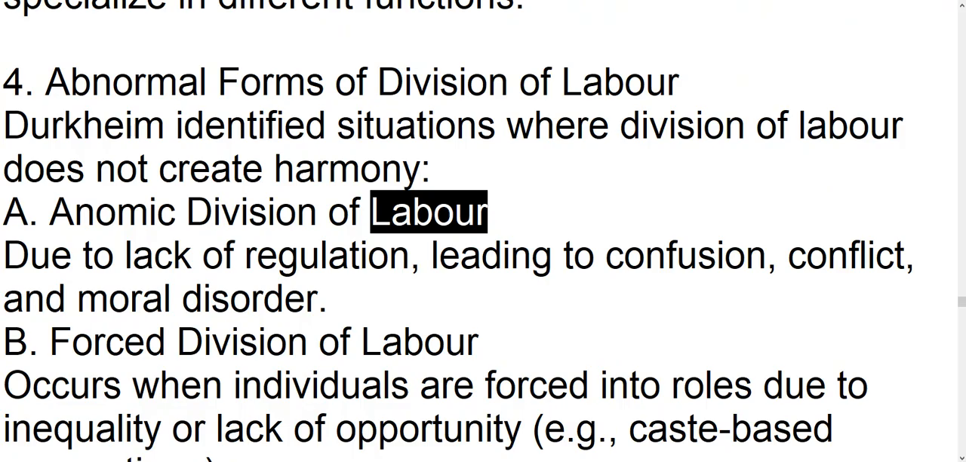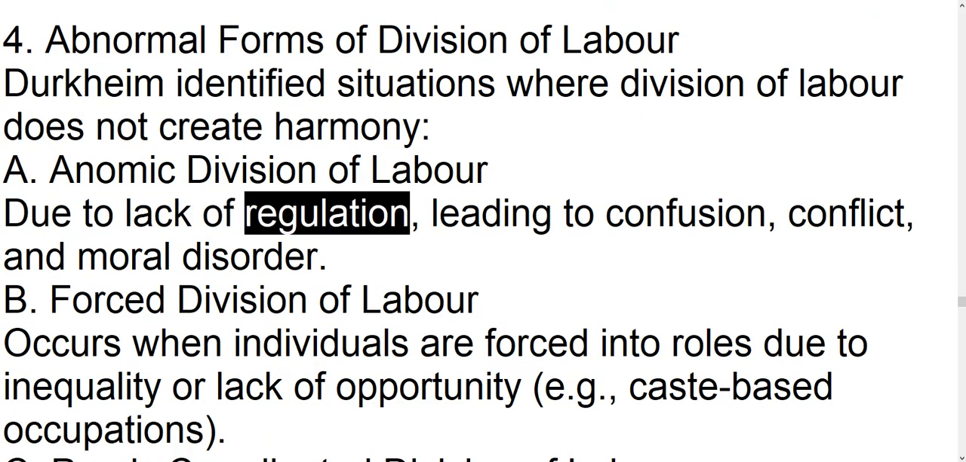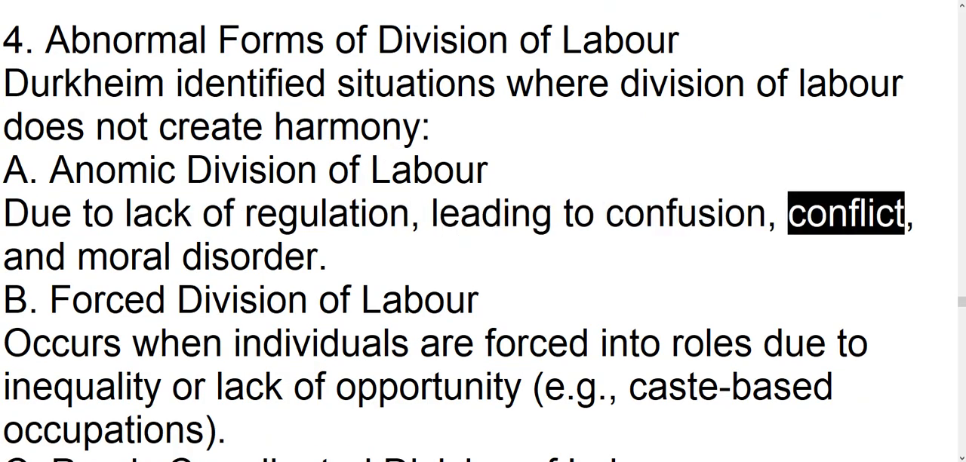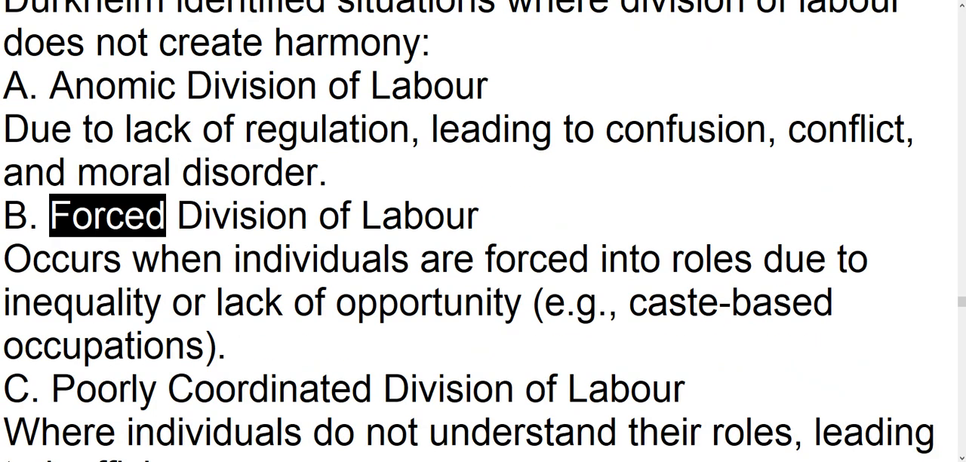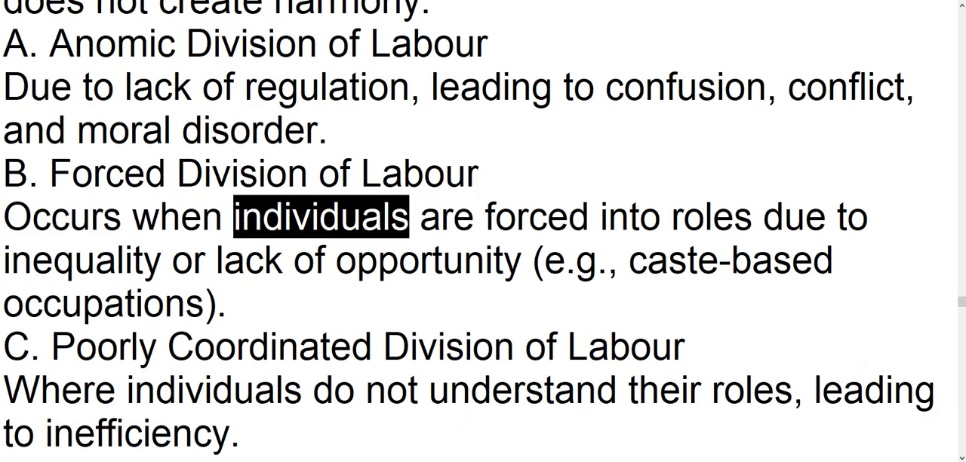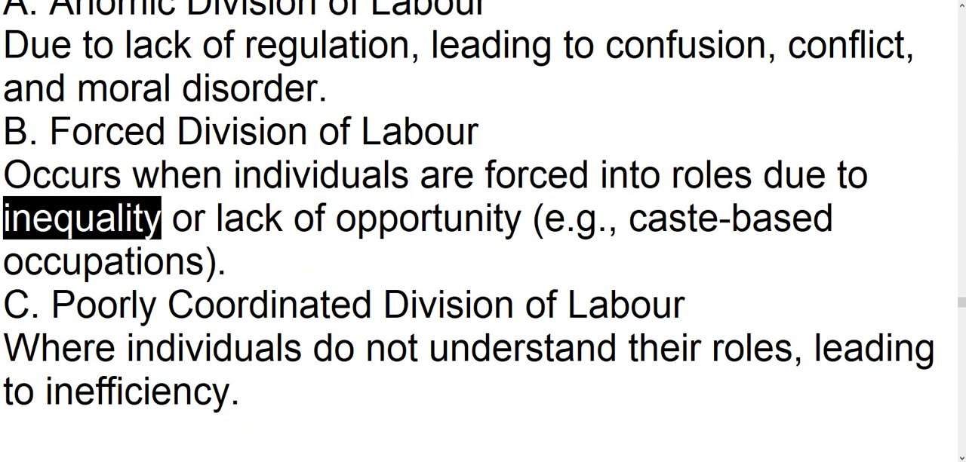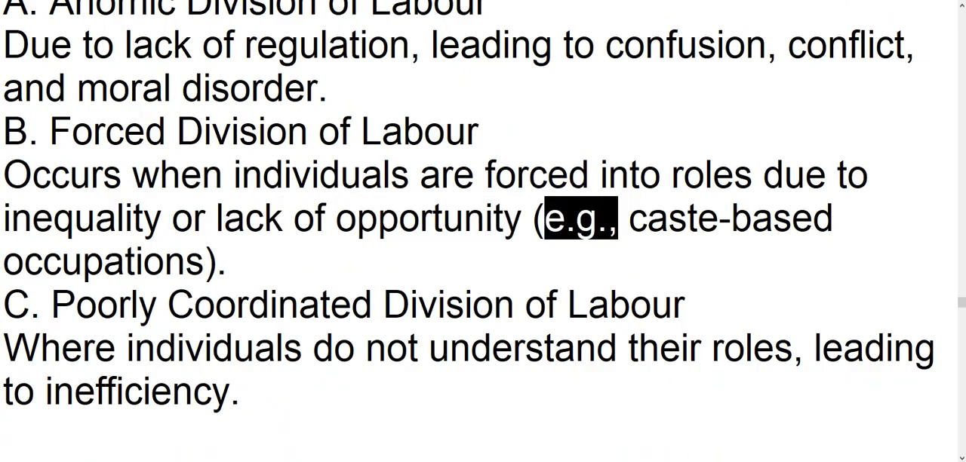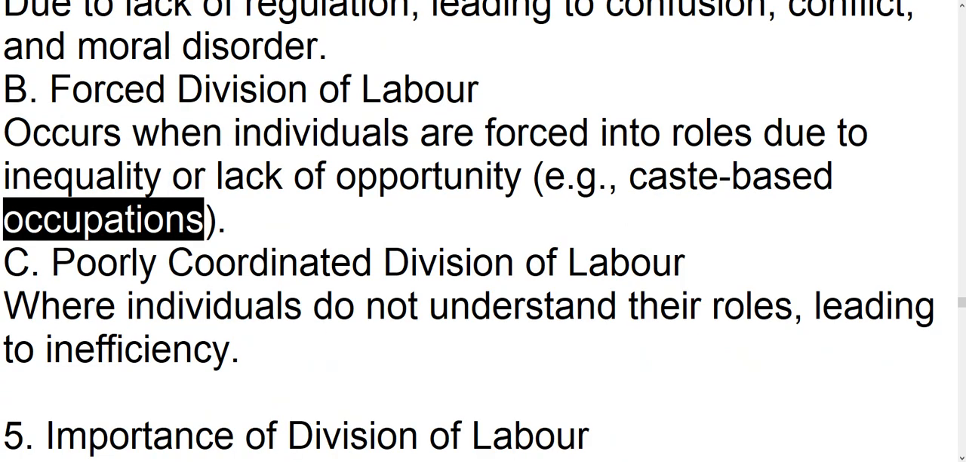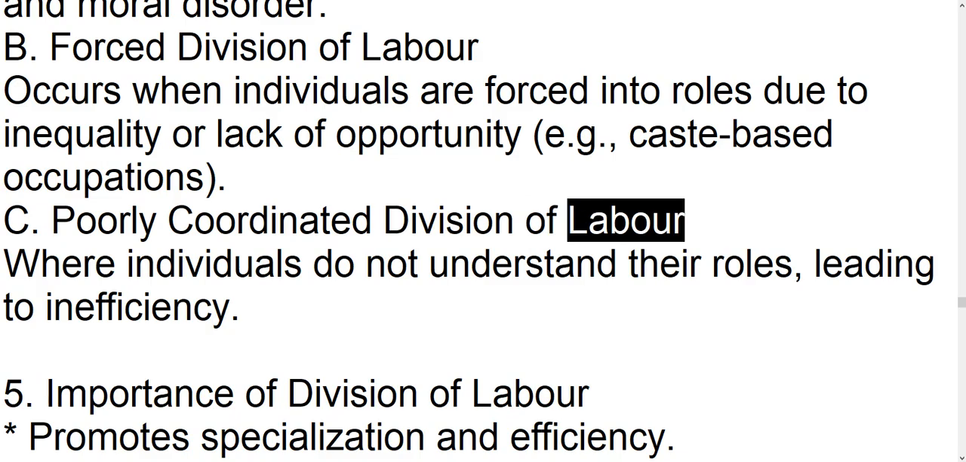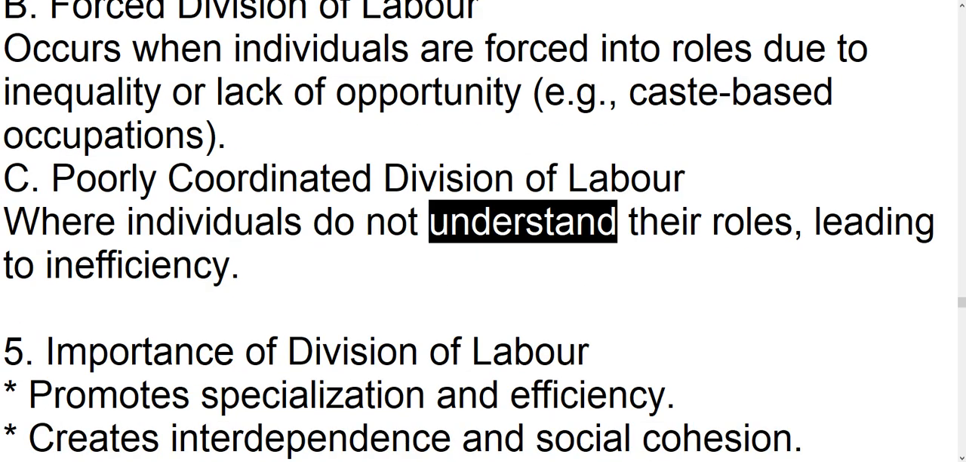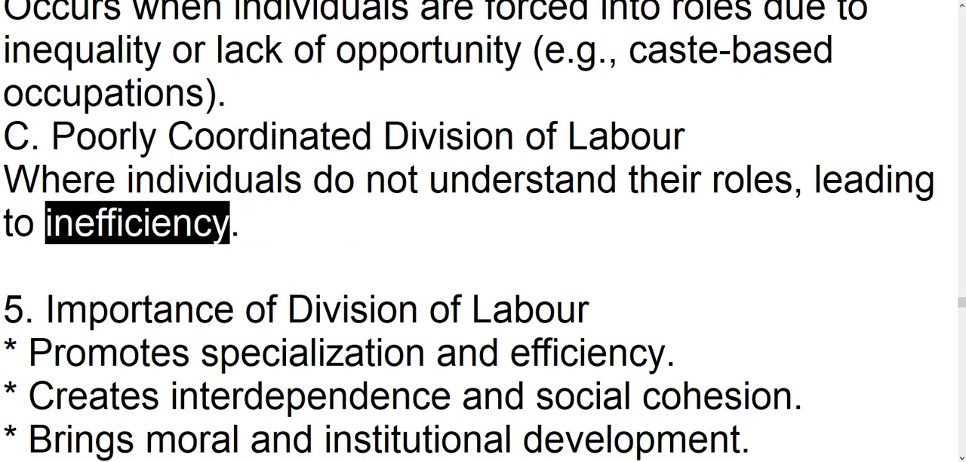A. Anomic division of labor. Due to lack of regulation, leading to confusion, conflict, and moral disorder. B. Forced division of labor. Occurs when individuals are forced into roles due to inequality or lack of opportunity, example caste-based occupations. C. Poorly coordinated division of labor. Where individuals do not understand their roles, leading to inefficiency.